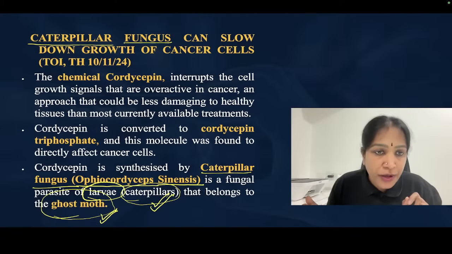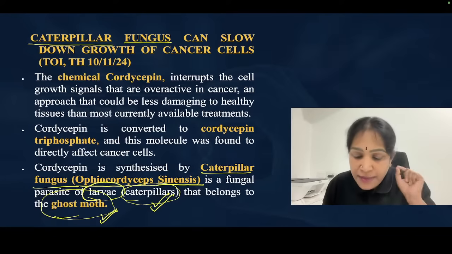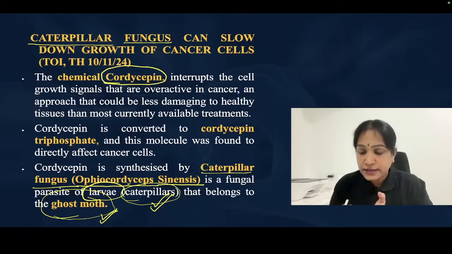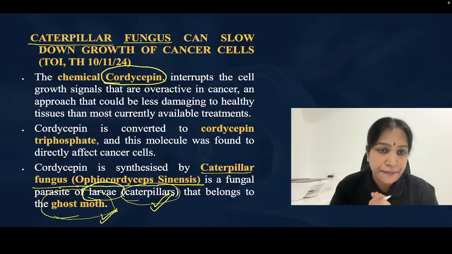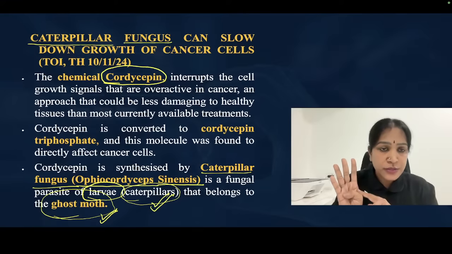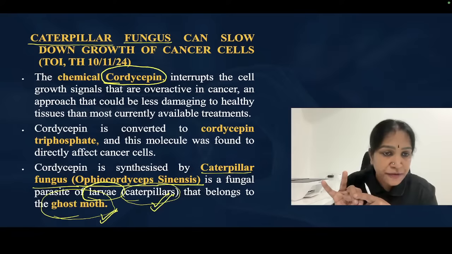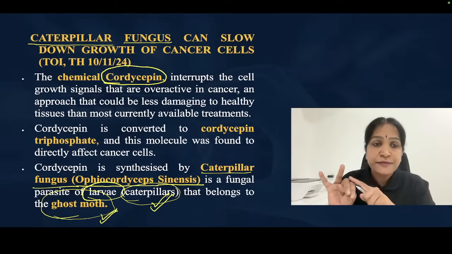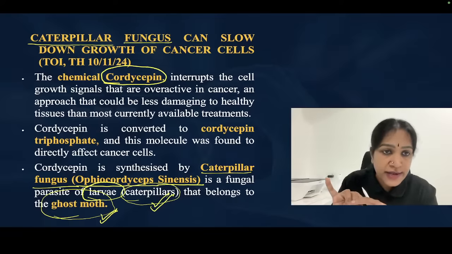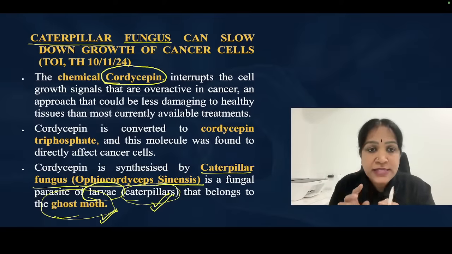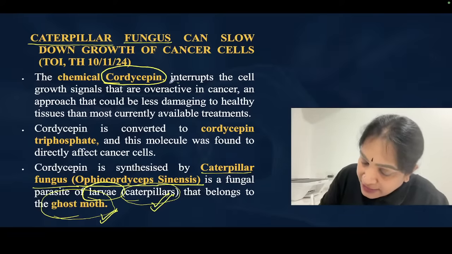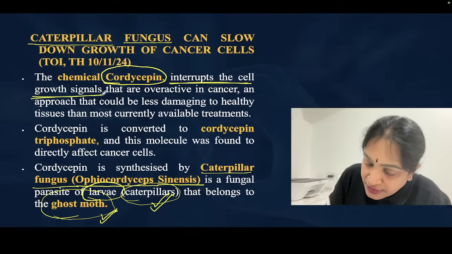This fungus is producing a particular chemical called as cordycepin. Message me the name of that chemical, cordycepin. I repeat, ghost moth, its caterpillar, sometimes infected by a fungus called caterpillar fungus. Name of that fungus is Ophiocordyceps sinensis. This fungus will release a certain chemical called as cordycepin. This cordycepin is having a capacity to cure the cancer. It interrupts the cell growth signals.